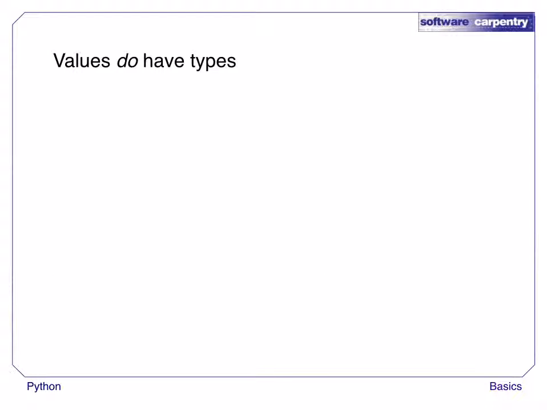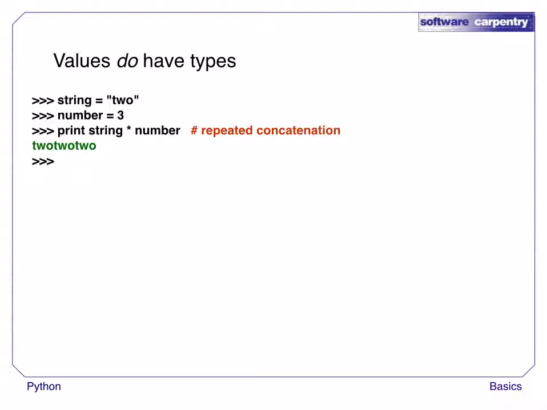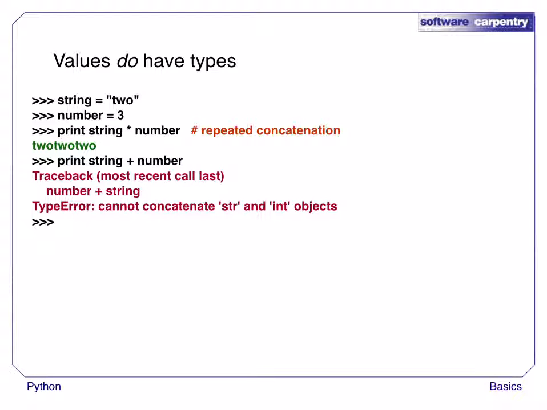In contrast with variables, values in Python do have types. For example, suppose we try to multiply a string by a number. Python's okay with this. It knows what star means when applied to a string and an integer. But if we try to add a string and a number, we get an error message because Python doesn't know what the plus symbol means when we apply it to these types.